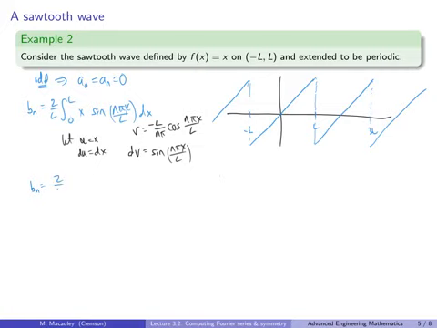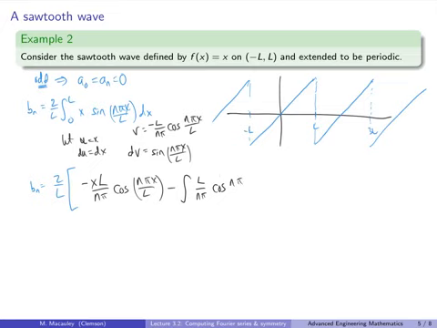Okay, so now Bn is 2 over L. Now it's u times v, so u times v is x, the negative xL over n pi times cosine of n pi x over L. That's uv minus v du. So this is v du, so that's minus L over n pi times cosine of n pi x over L. And this is from 0 to L, and we have to evaluate this from 0 to L as well.